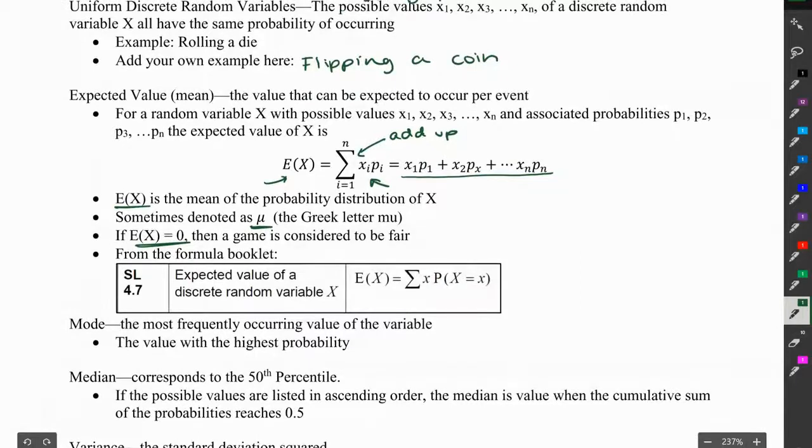This is what this formula looks like in the formula booklet, just so you can see the difference. So they just say x of p, and then they have the whole probability thing with the sigma. So this is what it looks like in the formula booklet, and up to here is a more drawn out explanation of what that would look like.